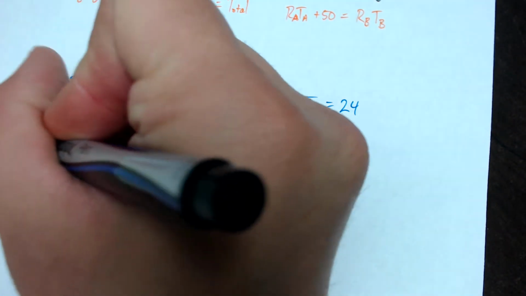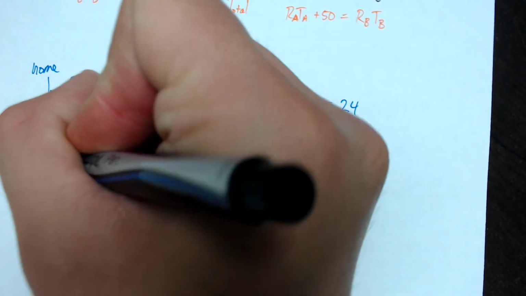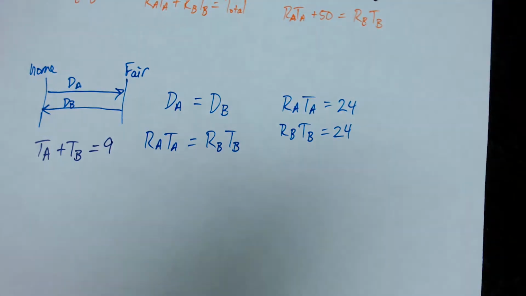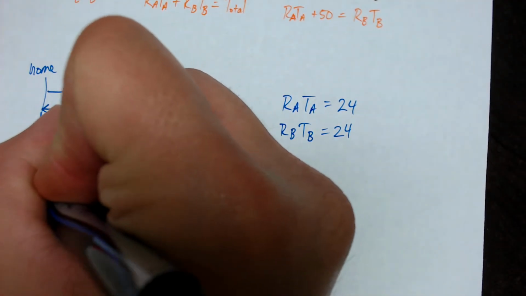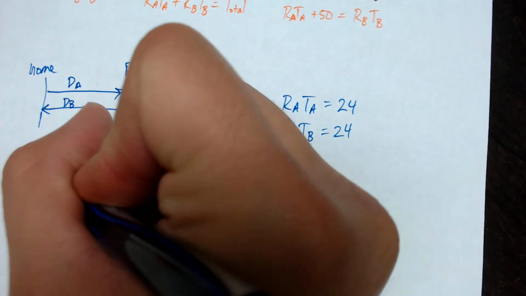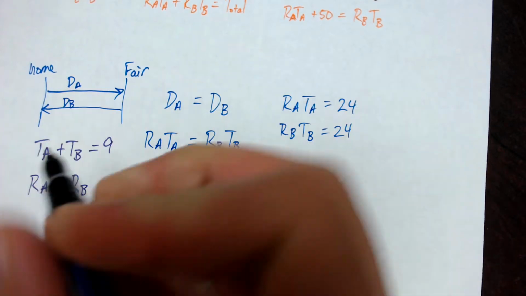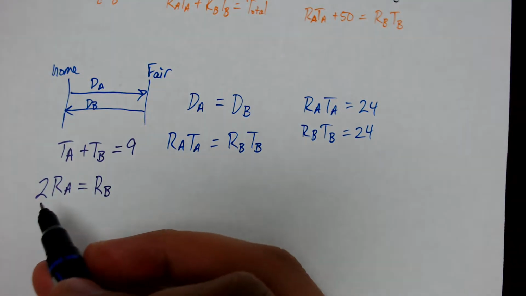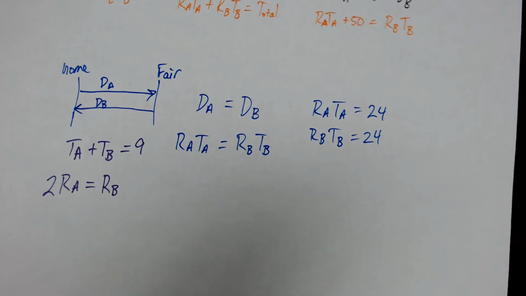One is total traveling time being 9 hours. So we know that time of A plus time of B is going to equal 9. And then we know that the rate of A does not equal the rate of B, because the rate of B is twice as fast, so I'm going to have to multiply rate of A times 2. So 2 times rate of A equals rate of B.